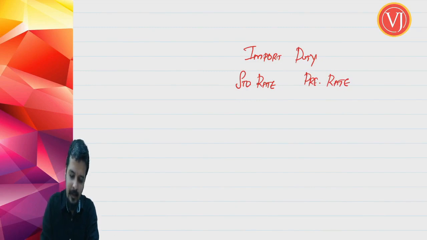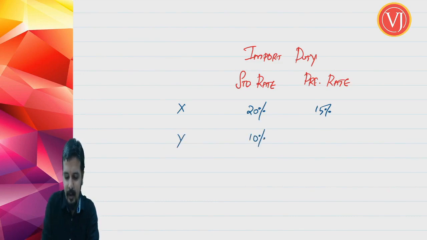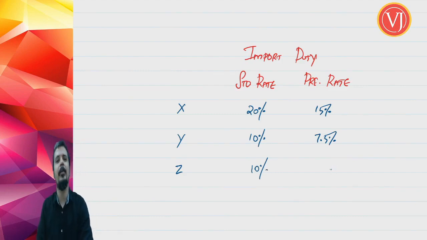Say for example, against item X, you will have a standard rate which is 20%, preferential rate which is 15%. Against item Y, you will have a standard rate of, say, 10%, and a preferential rate of, say, 7.5%. And say item Z, you will have only a standard rate of 10%, and nothing given against preferential rate. It means that there is no preferential rate, only the standard rate.